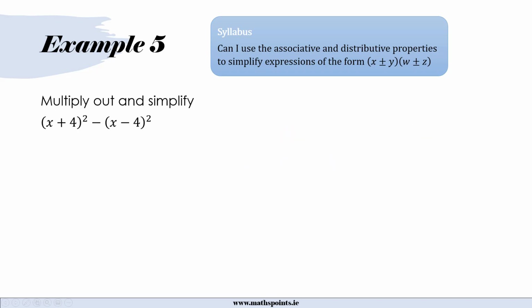Example 5 is a nice example where it takes the x plus 4 squared that we already had, and then we're going to subtract an x minus 4 squared from that. Now, the key with this question is we need to subtract all of this x minus 4 squared. And so when we write it down, it's going to look like this. So the x plus 4 squared is obviously x plus 4 times another x plus 4. Then we have a minus sign, and we want to do x minus 4 times x minus 4.